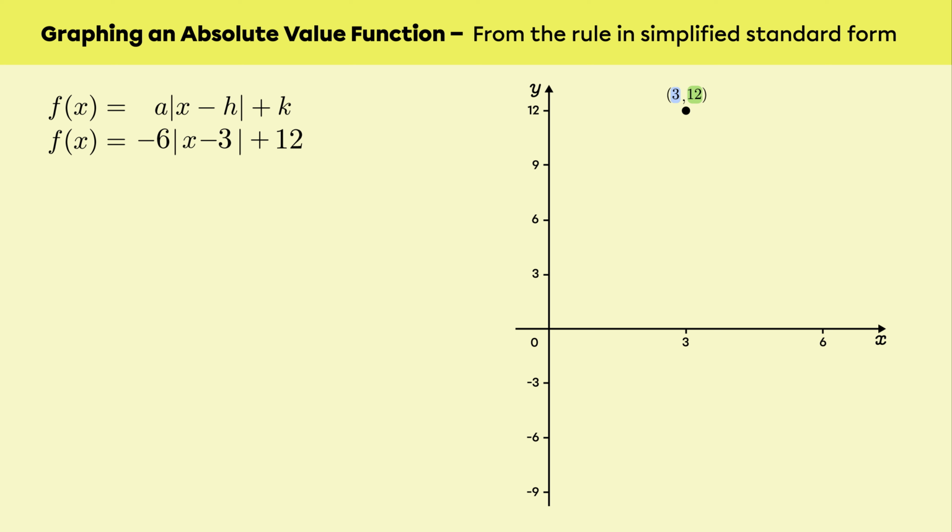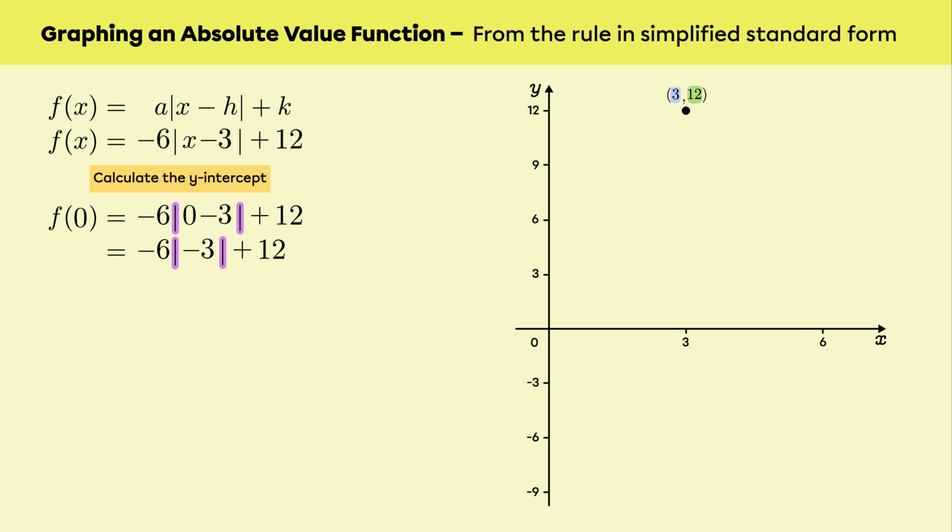We can start by calculating the y-intercept, or the value of f of 0. We replace x with 0 in the rule. We perform the calculation while respecting the order of operations, which means we calculate inside the absolute value brackets first. 0 minus 3 is negative 3. The absolute value of negative 3 is 3. Negative 6 times 3 is negative 18. Finally, negative 18 plus 12 gives negative 6. We have found that f of 0 is equal to negative 6. We can plot the point (0, negative 6) on the graph.